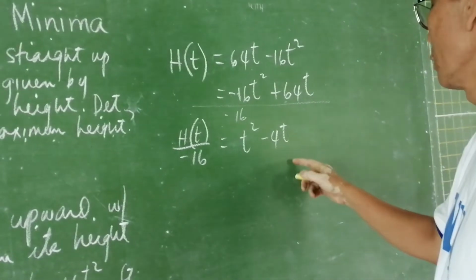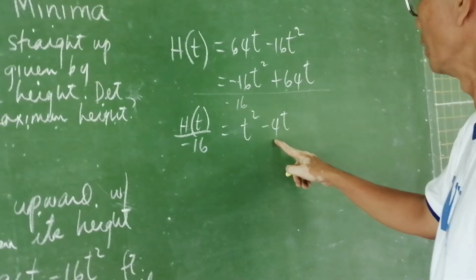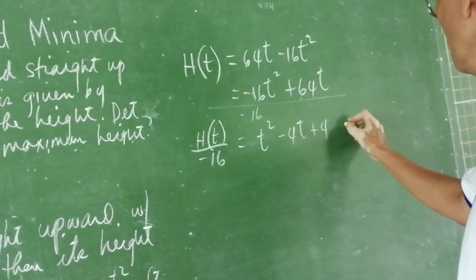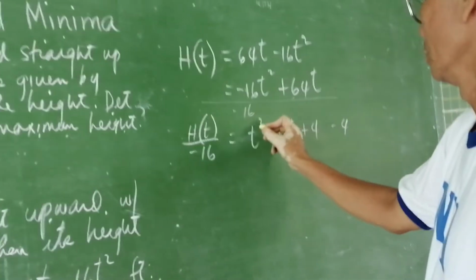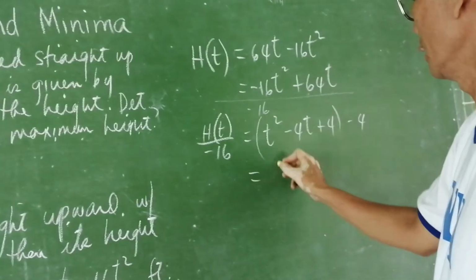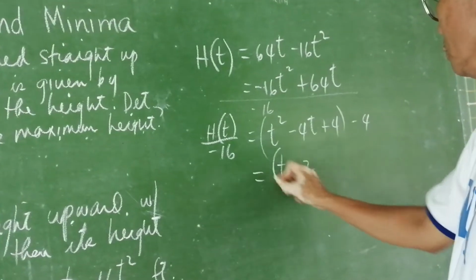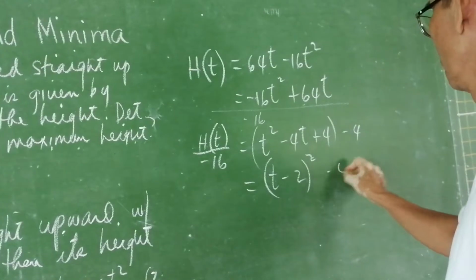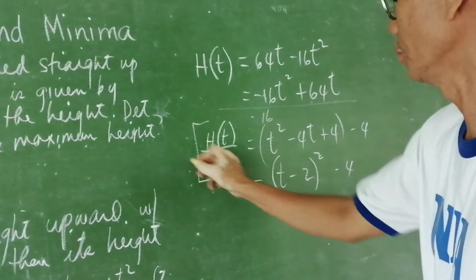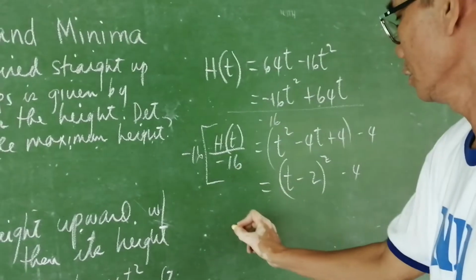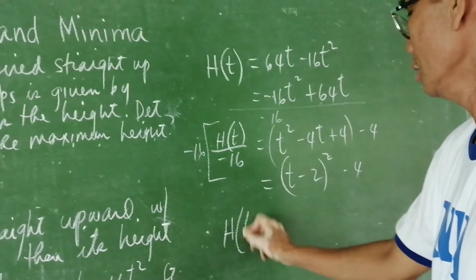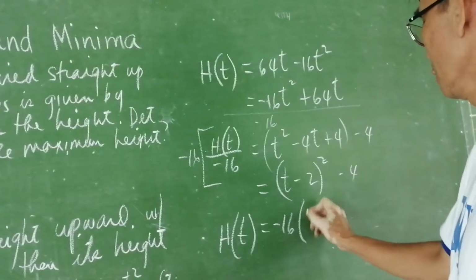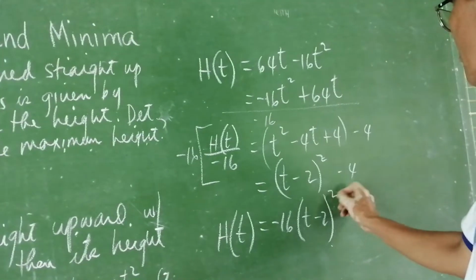So let's complete the square. That will be 4 divided by 2, which is 2; squared it is 4, so plus 4 minus 4. So this is a perfect square. We write that as t minus 2 quantity squared minus 4, but we are going to multiply it back with negative 16, so h of t will be equal to negative 16 times t minus 2 quantity squared.